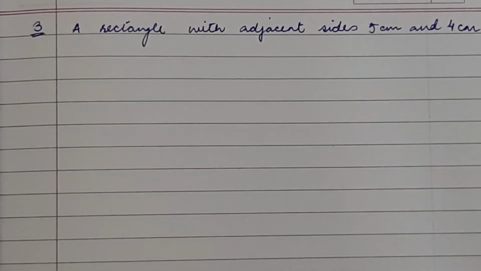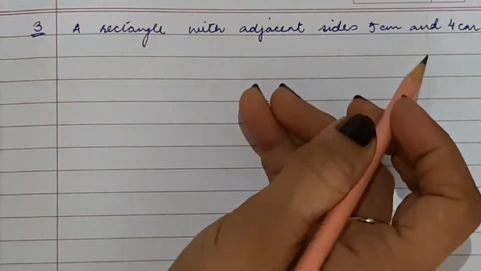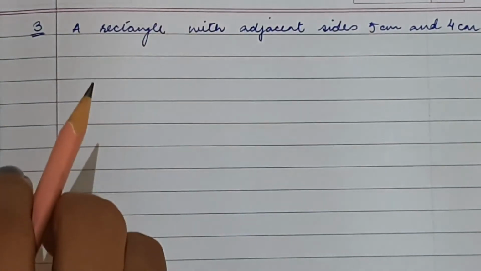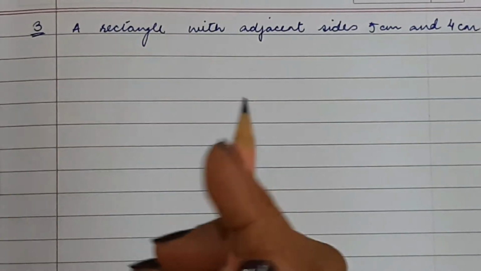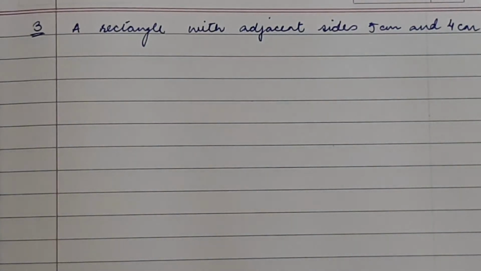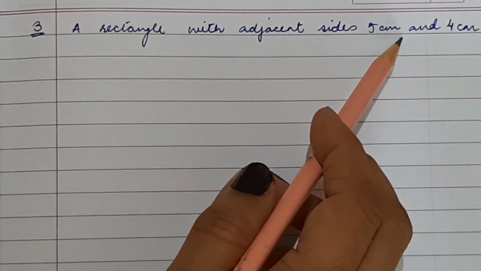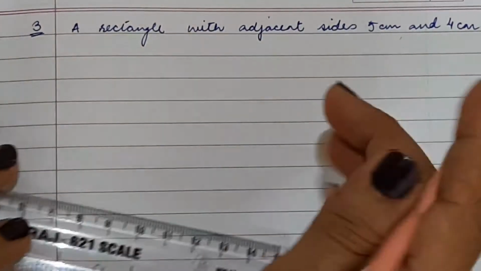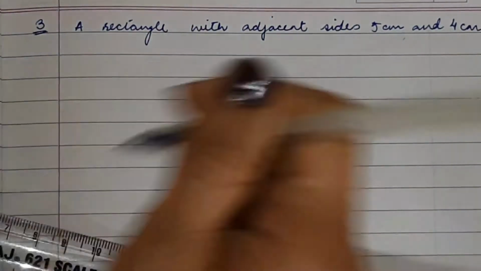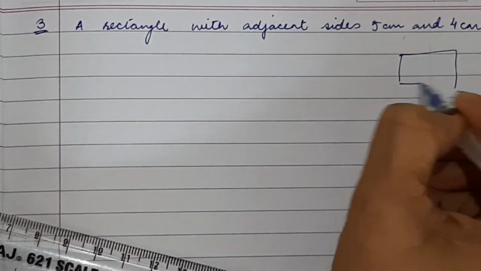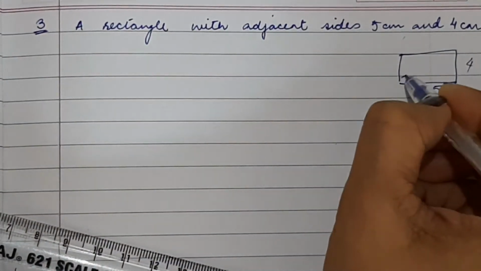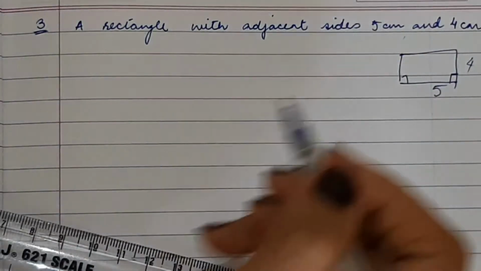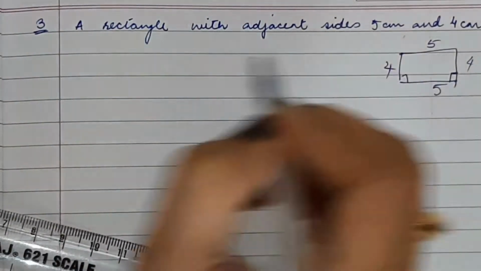Now the third question, that is a rectangle with adjacent sides 5 and 4 centimeters. It will go just like the square concept. In a square we have all four sides equal. Now in a rectangle opposite sides are equal and all angles are of 90 degrees. So the rectangle will look something like this. This will be 5, this will be 4, and these angles will be of 90 degrees, and this is also 5 and this is also 4.